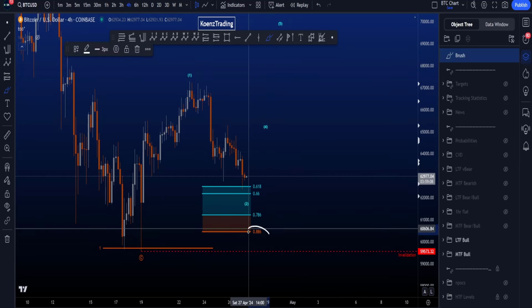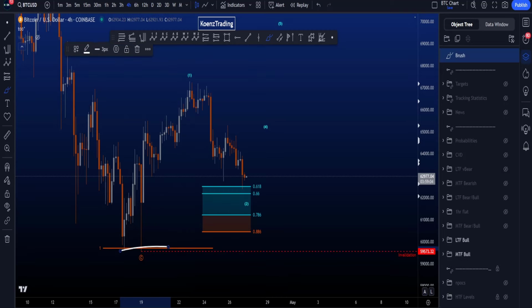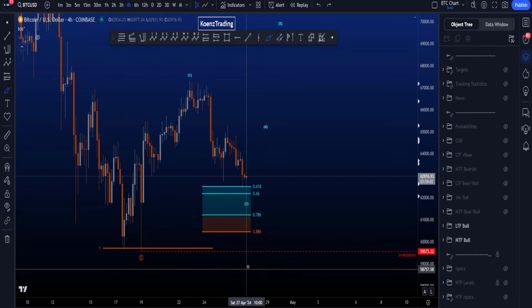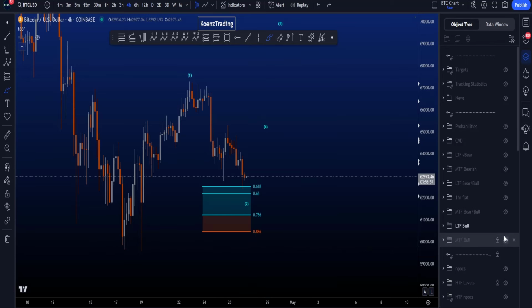We don't want to hit the 886, that is a very rare target for a wave 2, increasing probabilities to take the low here sooner or later and hit that invalidation. The 886 is sitting at 60.4k.